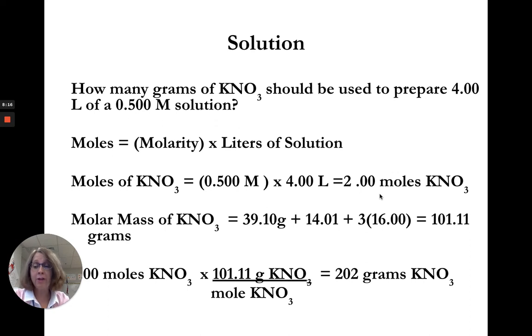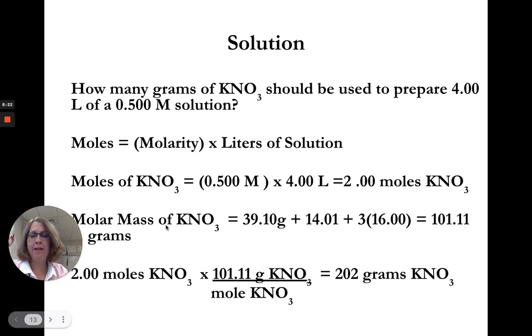Okay, you've got to weigh those out. You've got to convert to grams. So you're going to figure out the molar mass of potassium nitrate, which I have figured out right here to be 101.11 grams. And then we're going to take 2 moles and multiply by 101.11 grams per mole. And we'll use 3 significant figures because this has 3. Okay, and so we would weigh out 202 grams of potassium nitrate in order to make this solution.